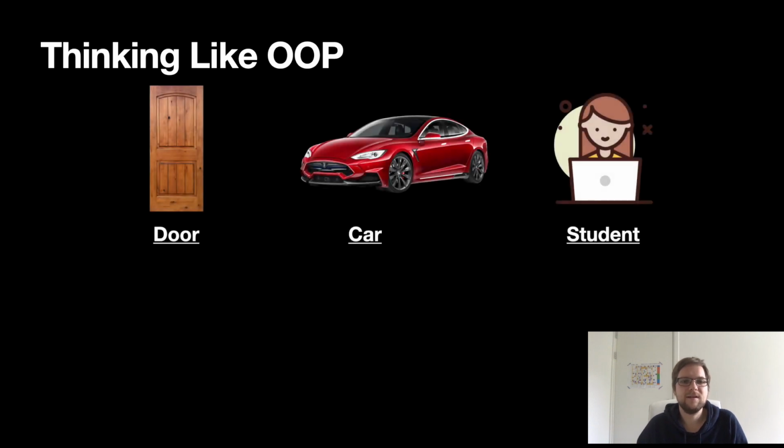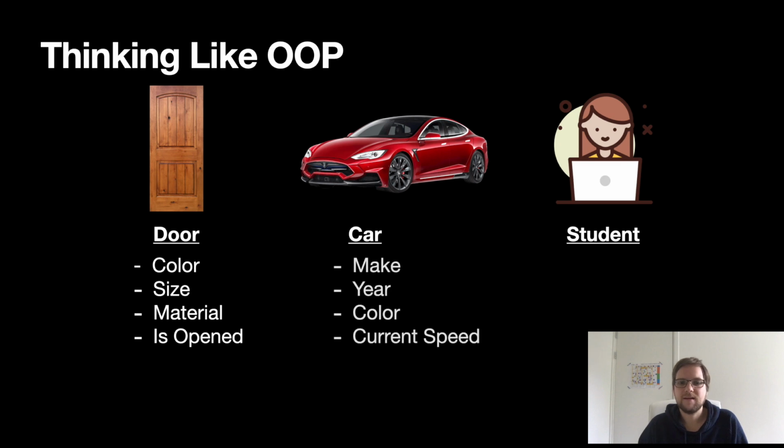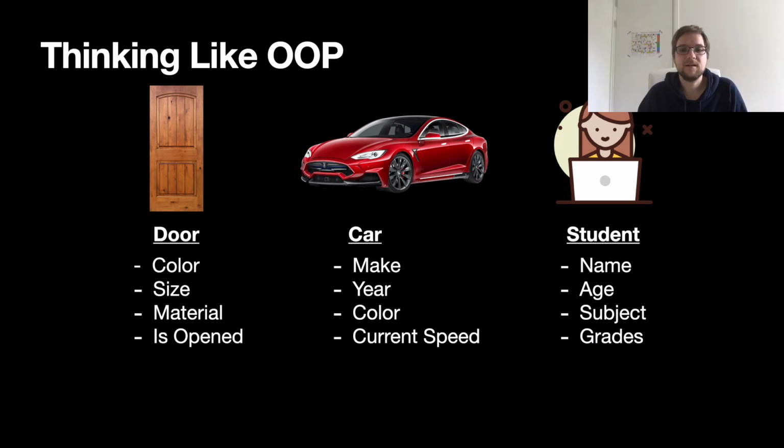Let me show you an example here. You can see three examples from the real world. We have a door, a car, and a student. All those three are objects. We can call them objects in our object-oriented world. And those objects can have multiple properties. For example, a door can have color, size, its material, and whether it's open or not, which can be changed. A car can have the make, the year, the color of the car, and maybe the current speed. And a student can have name, age, the subject that he or she is learning, and the grades.